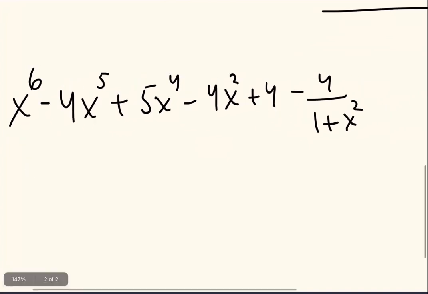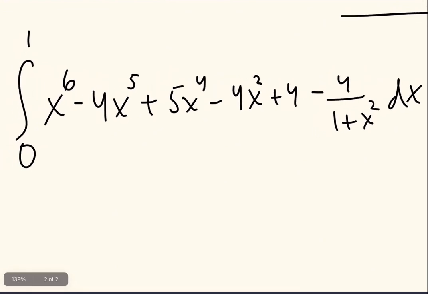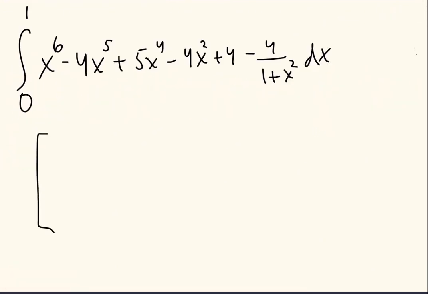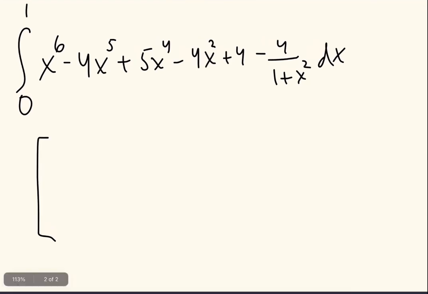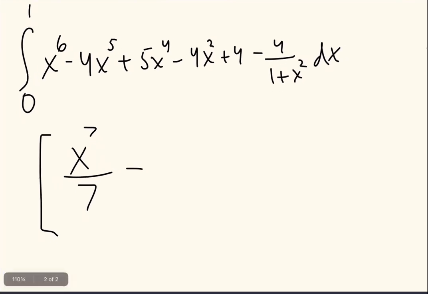So don't forget the integral sign and the dx. And now we solve it just like any integral equation. So the antiderivative of x to the power of 6 is x to the power of 7 over 7. The antiderivative of negative 4x to the power of 5 is just negative 4x to the power of 6 divided by 6. And we can simplify this by dividing 2 on each side. So we get 2 over 3.